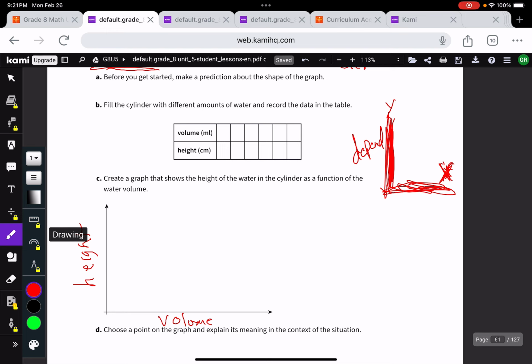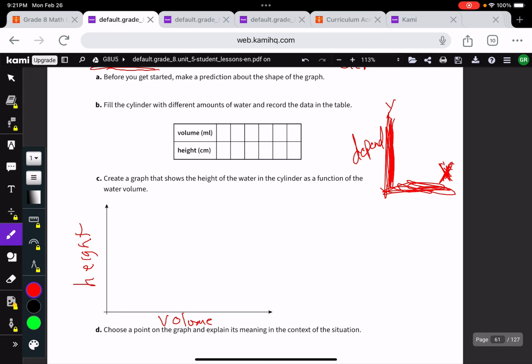Whatever you think it is, go ahead and write down. Do you think it's going to be a curved line, a straight line, whatever it is, write it down. I guess those are the two options, curved or straight. And then we'll see what happens. And then it says fill the cylinder with different amounts of water and record the data in the table.